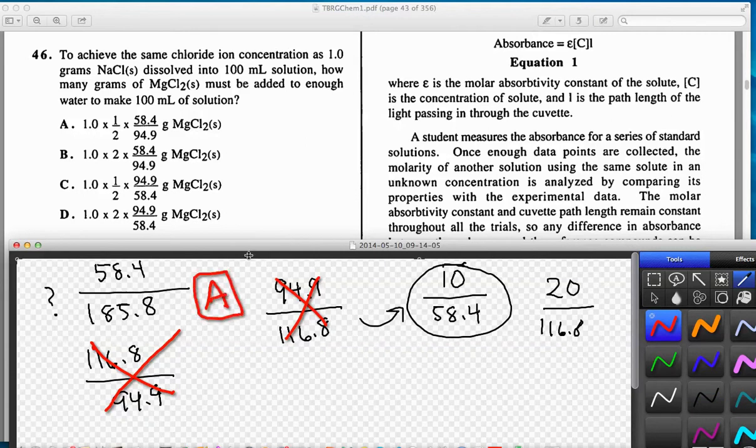What do the magic people say? They said C. I said A. Really? Mm-hmm. They said C. It must be a typo. Can't be. That's pretty silly.